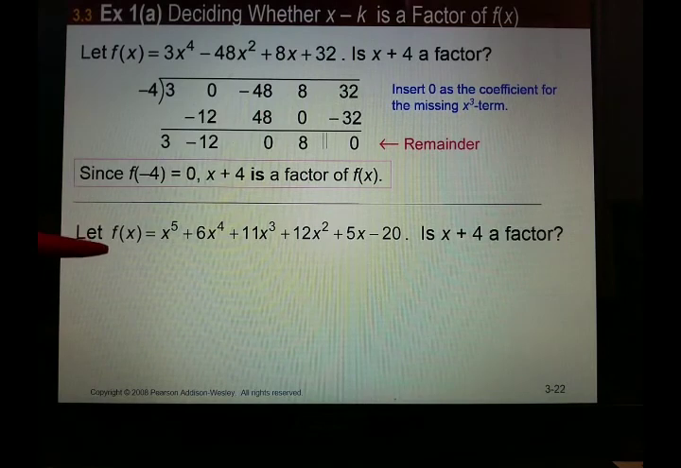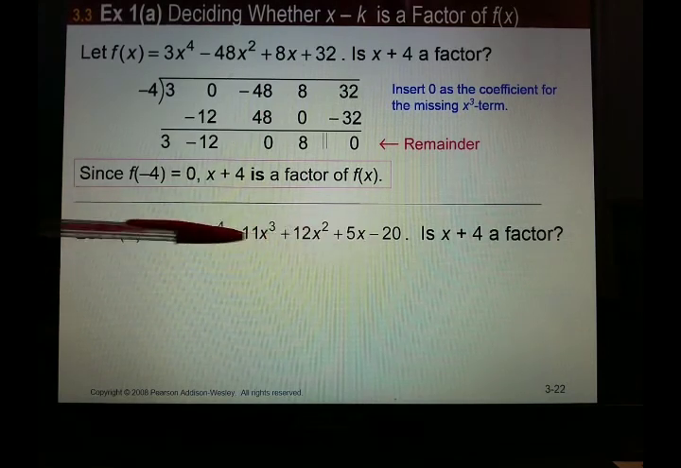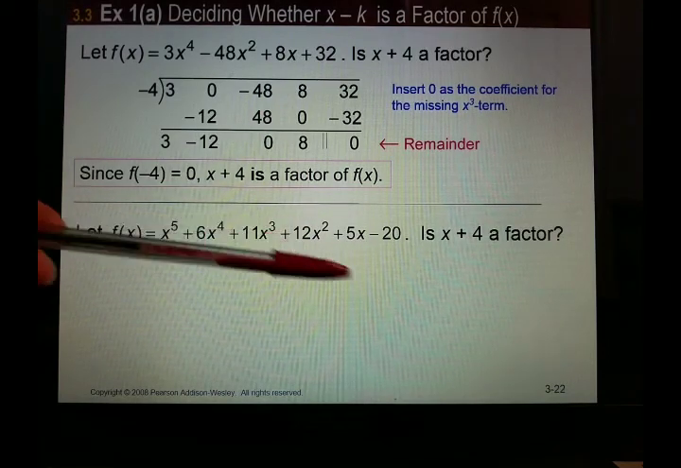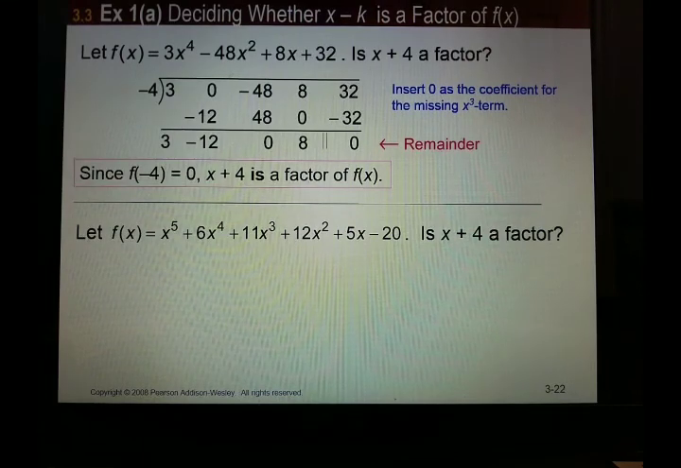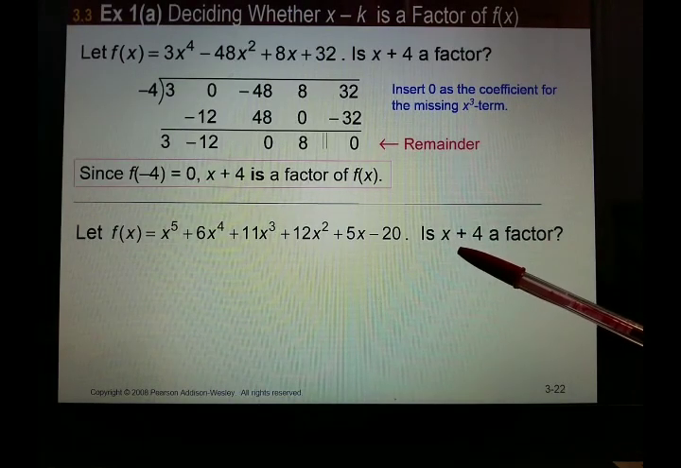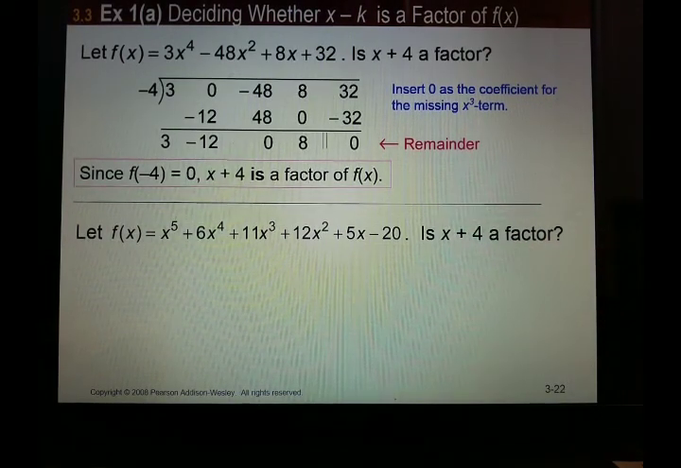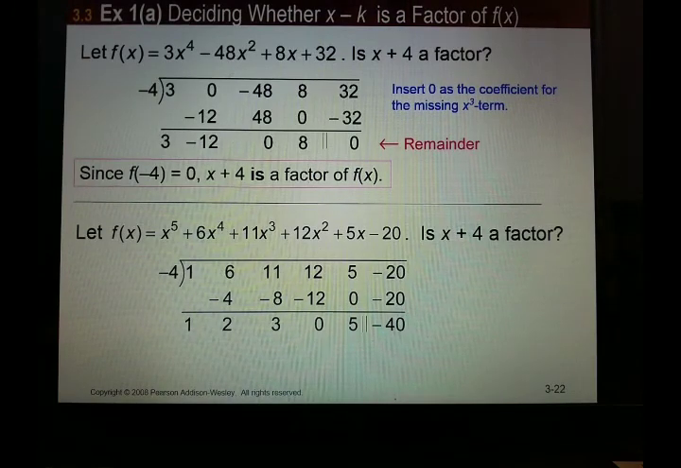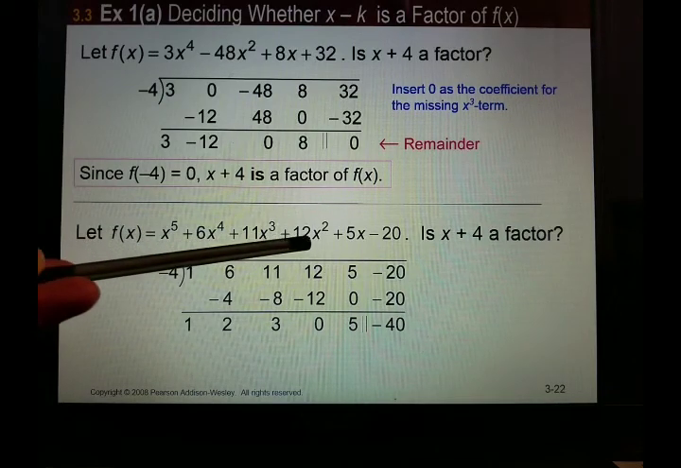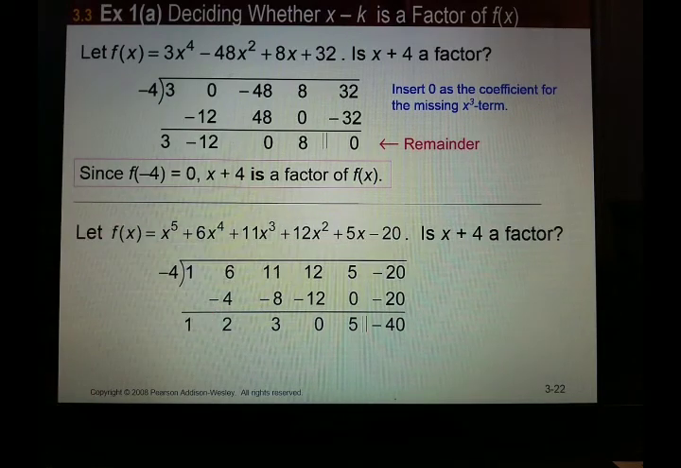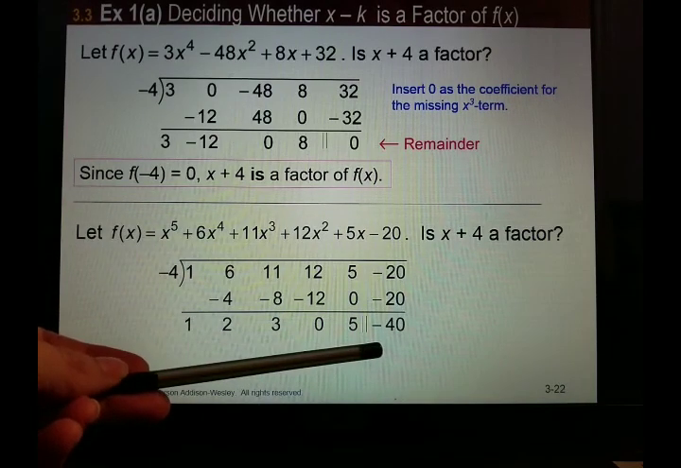And the next question, I want to know if x plus 4 is a factor of this polynomial. So again, I would take the x plus 4, set the x plus 4 equal to 0. That would give me x equals negative 4 in the box. Make sure you're not missing any exponents. So as I look for those exponents, this is to the 5th, the 4th, the 3rd, the 2nd, the 1st, and x to the 0. So we're good to go. There was none missing. My remainder is negative 40.